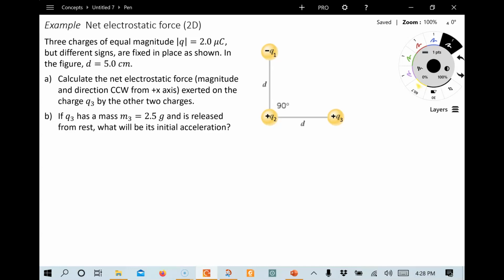We see which charges are plus or minus, which is great. We see there's a separation here between various charges. In this case, D is given as 5 centimeters, but we want to remember that this is really a distance that we need to convert into meters. So this would be 0.05 meters.